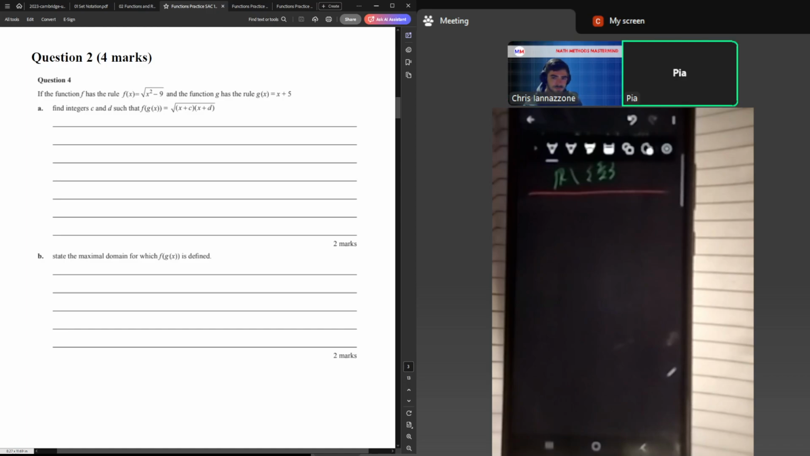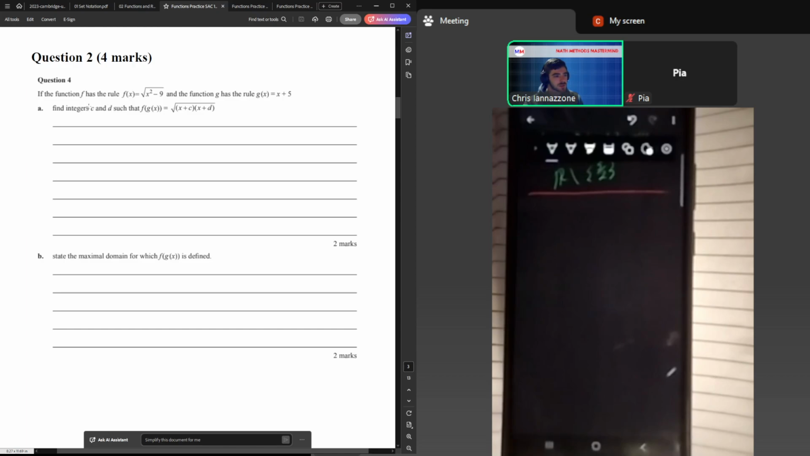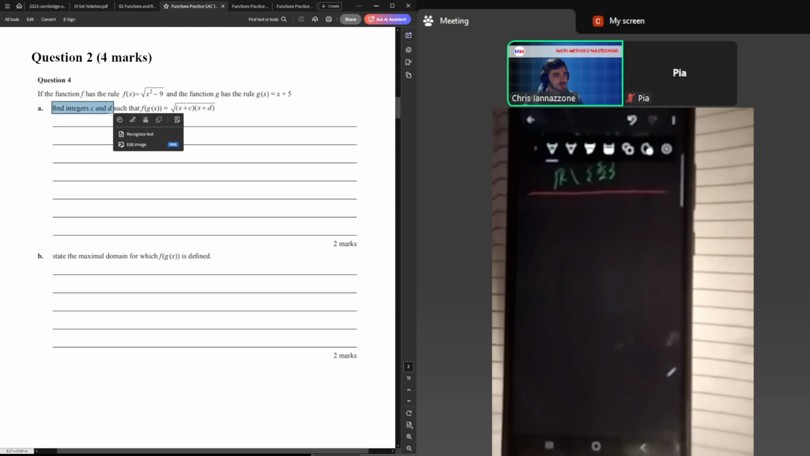I got x plus 8 and x plus 2. Yep, that is correct for the inside of the brackets. That's good for the purposes of what we need it for. However, one thing I do want to highlight just for the fun of it is the question has asked you to find integers c and d. If you write your final answer as what you just said, technically you're not answering the question. So how would you rewrite that a little bit to fully answer the question here?